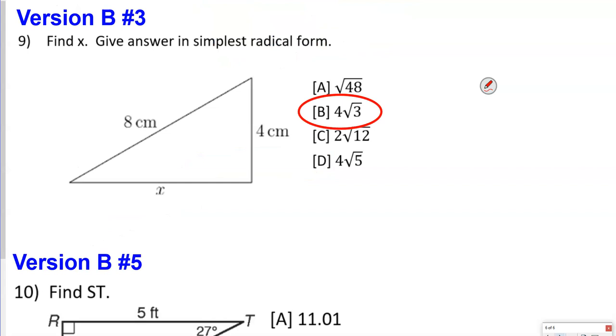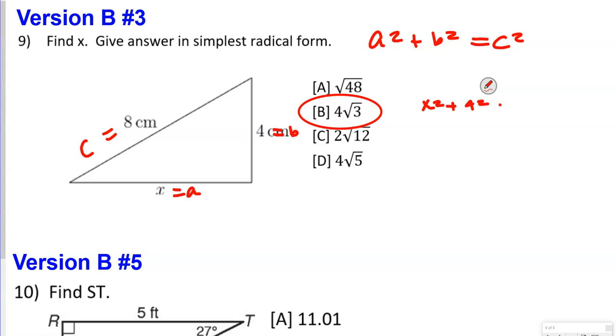So this next one says, find x and give the answer in simplest radical form. So we're going to use, again, a squared plus b squared equals c squared. And we're going to label this c because it's the hypotenuse, right? Doesn't matter which of these we make a or b. So we're just going to make that one a and this one b. So we're going to say x squared plus 4 squared is equal to 8 squared. So that's going to be x squared plus 16 is equal to 64.